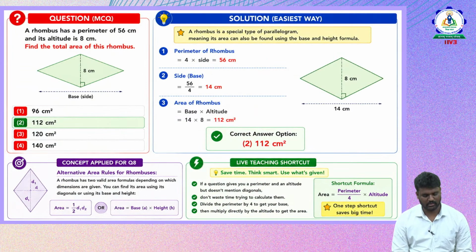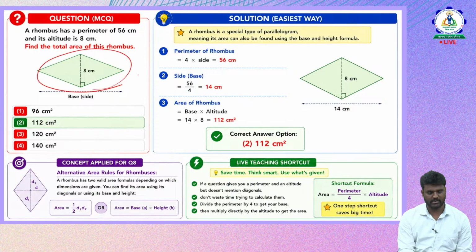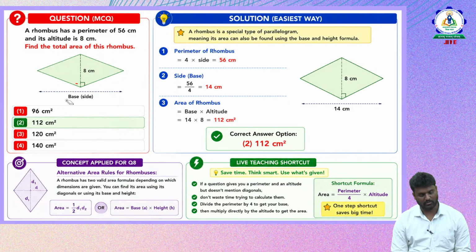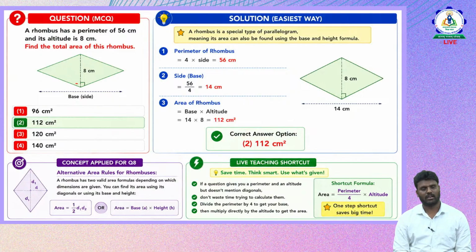Now the next question is, a rhombus has a perimeter of 56 centimeters and its altitude is 8 centimeters. That means the height is 8 centimeters and the perimeter is 56 centimeters. Find the total area of the rhombus. Let us see the options: option 1 is 96 centimeter square, option 2 is 112 centimeter square, option 3 is 120 centimeter square, and option 4 is 140 centimeter square.